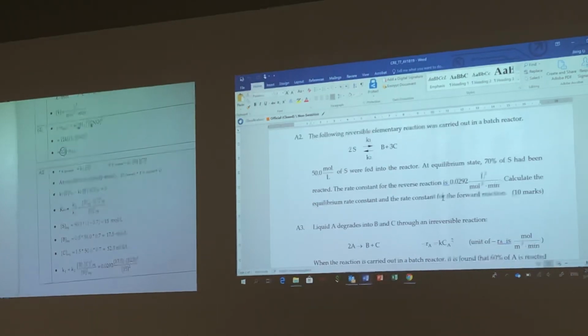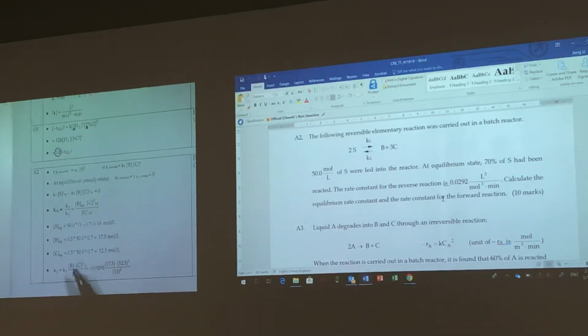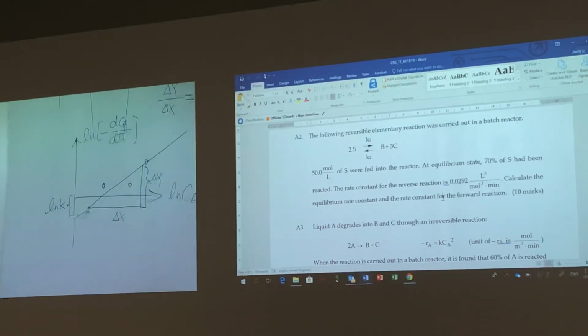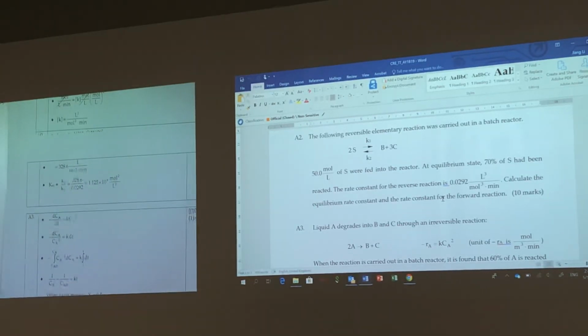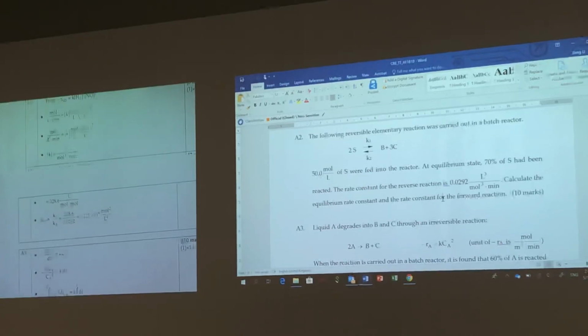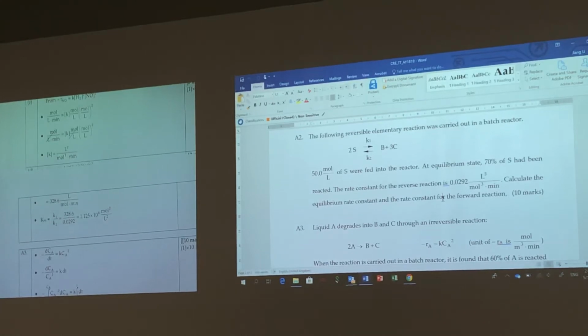So the equilibrium constant you can find from here. Then from here, K1 is unknown, K2 is given, right? So you are able to find this from here. So this is your final. You can either find this first, and then you find K1, or you find K1 first to find this later. Okay?